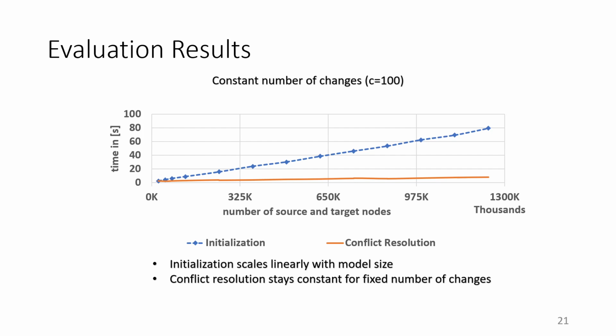And here you can see our first scenario, where we fixed the number of changes to 100, where each change actually inflicts a conflict. We increased the model size to around 1.2 million nodes on both source and target side. And as you can see, the initialization time scales linearly with increasing model size. However, the time it takes to analyze the changes and resolve the conflicts stays constant.